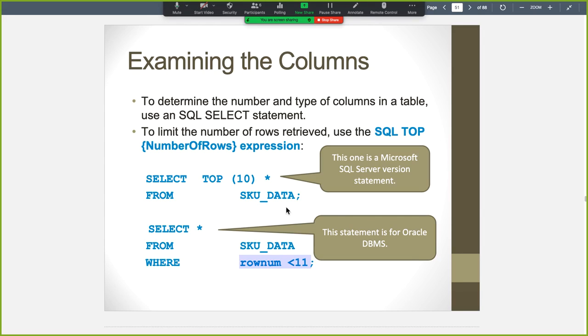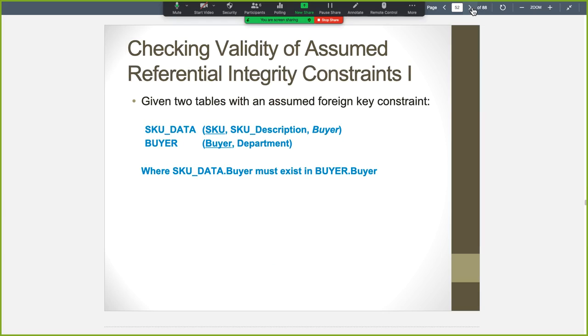So this is top 10 row, which can be identified or replaced with a ROWNUM statement in the WHERE clause in Oracle. So the first query is SQL Server. The second query is Oracle, right? So that's what this slide is all about.